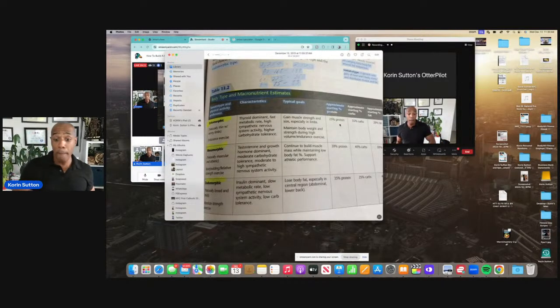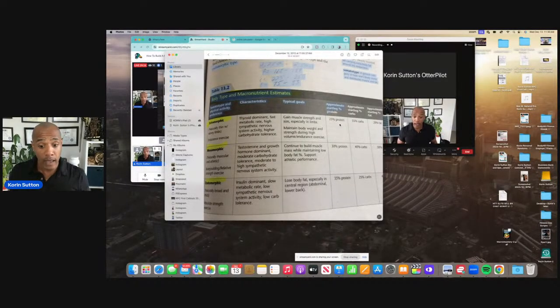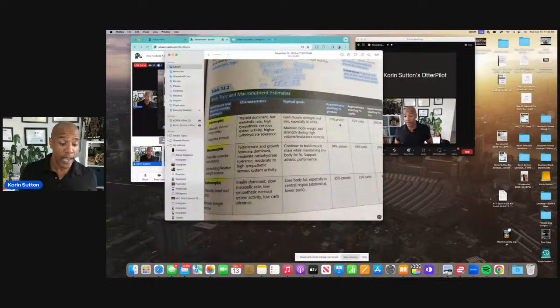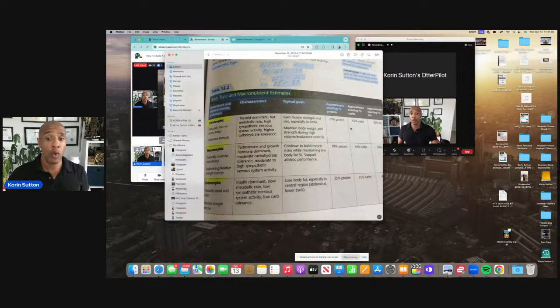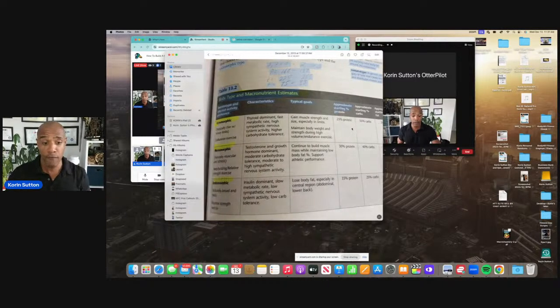And then with the mesomorph, they need a balance. This is your bodybuilder, so they need more of a balance. So it's going to be like 30% protein, 40% carbs, 30% fat. And then you have your endomorphs, and that's the one I use, which is the broad guys, which is 35% protein, 25% carbs, 40% fat.